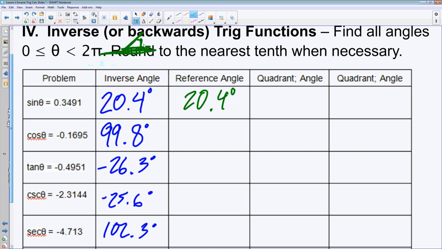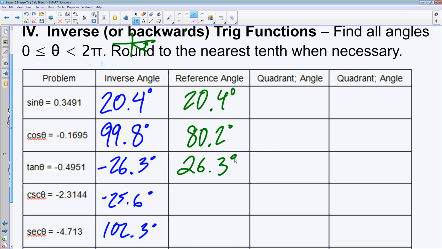Whereas when you look at the angle 99.8, that is not acute, it's over here. And so your closest x-axis is right here. To find that distance, you just take 180 and subtract that amount, and that will get you 80.2 degrees. Remember, your reference angle is always positive. Like with your next two, you have -26.3. That is in the fourth quadrant down here, but the closest x-axis is still right here. So just make the angle positive.